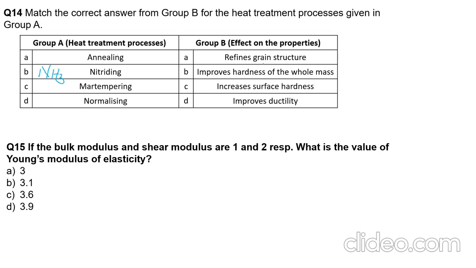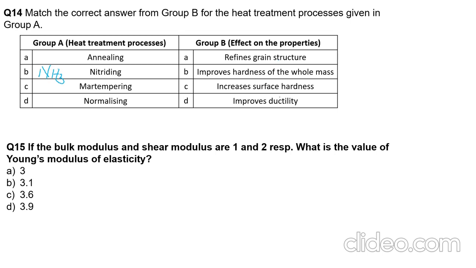First, it says it refines the grain structure. Refinement of the grain structure only happens when you have faster cooling rates, right? Because you're not giving the material enough time to grow. You are allowing the nucleation to take place, but you're not allowing the growth stage to pass. So refinement will not happen in annealing.